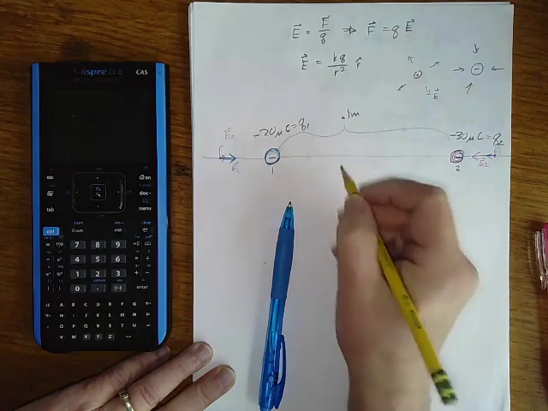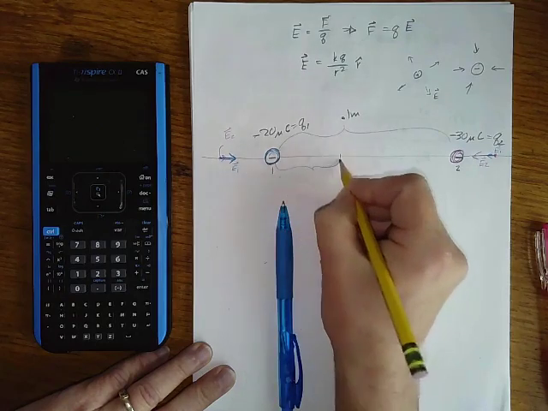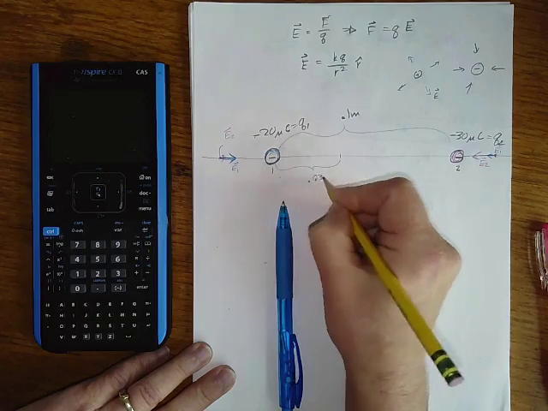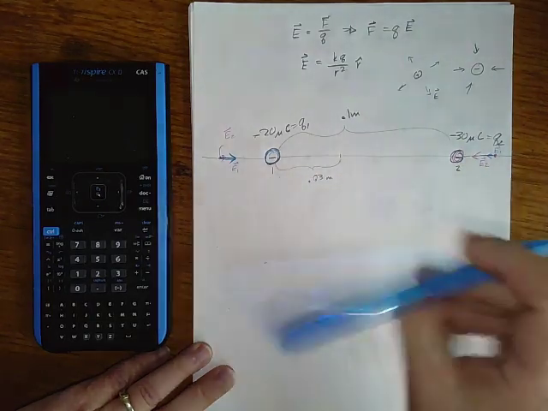But it's by a square. Anyway, I'm not going to do the details, but let's just pick a point here. Let's say it's 0.03 meters from the smaller one, just to give it more of a fighting chance, right?